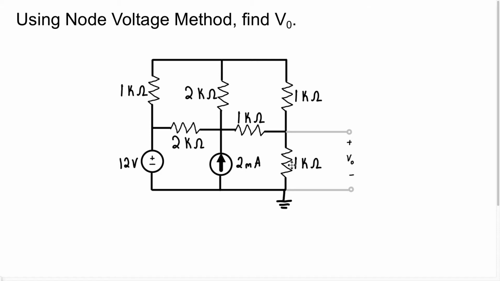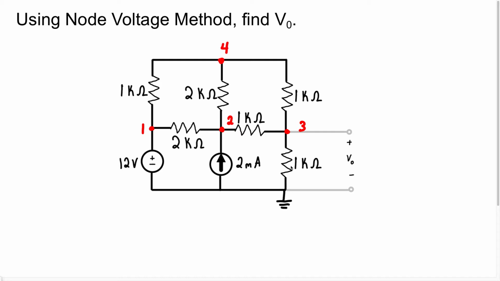So we know this is an essential node. I'm going to label this node 1. We know this is an essential node. I'm going to label this node 2. We know this is also an essential node right here. I'm going to label this 3. We know this is going to be an essential node right here. I'm going to label this 4.